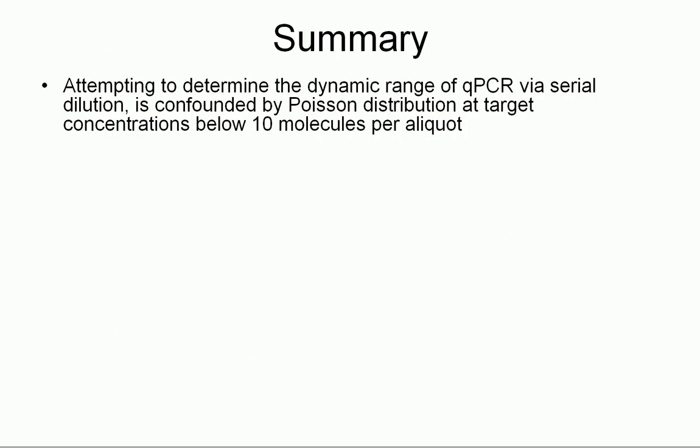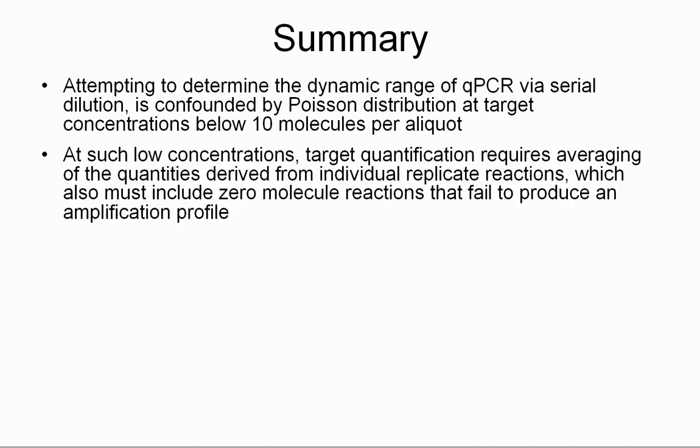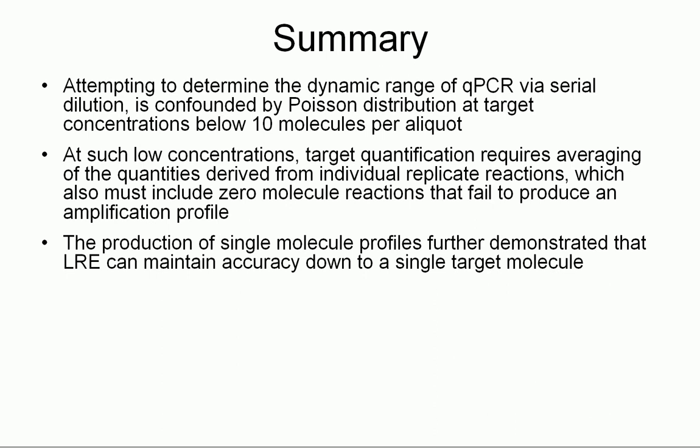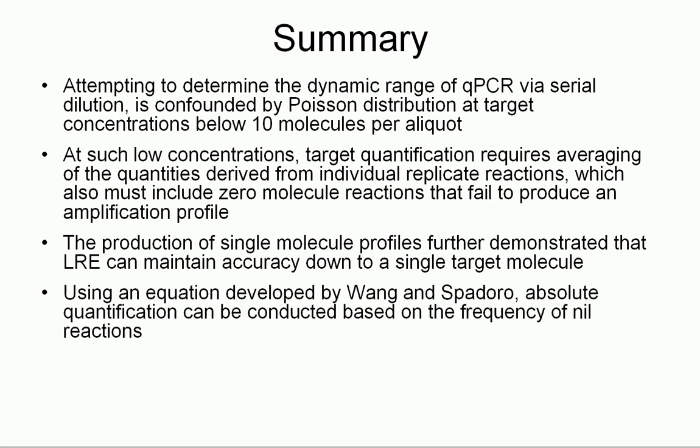To summarize, attempting to determine the dynamic range of quantitative PCR using serial dilution is confounded by Poisson distribution at target quantities below 10 molecules per aliquot. At such low concentrations, target quantification requires averaging of quantities derived from individual replicate reactions, which must also include zero-molecule reactions that fail to produce an amplification profile. The production of single-molecule profiles further demonstrated that LRE can maintain quantitative accuracy down to a single target molecule.